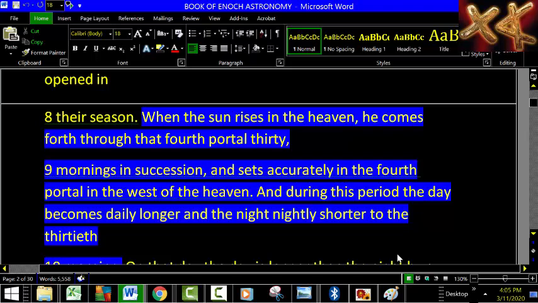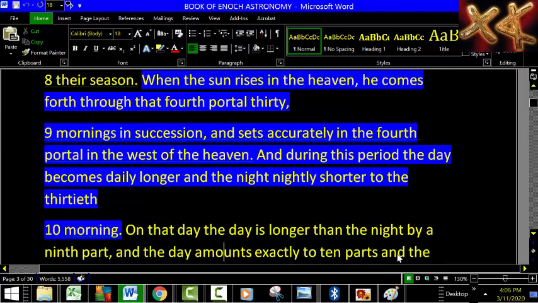It says, "When the sun rises in heaven, he comes forth through the fourth portal 30 mornings in succession, and sets accurately in the fourth portal in the west of the heaven. And during this period, the day becomes daily longer, and the night nightly shorter to the 30th morning." All right, now this is a fancy way of saying that the year starts with the equinox. That's what he's talking about there when he says that the day becomes longer and the nights become shorter.